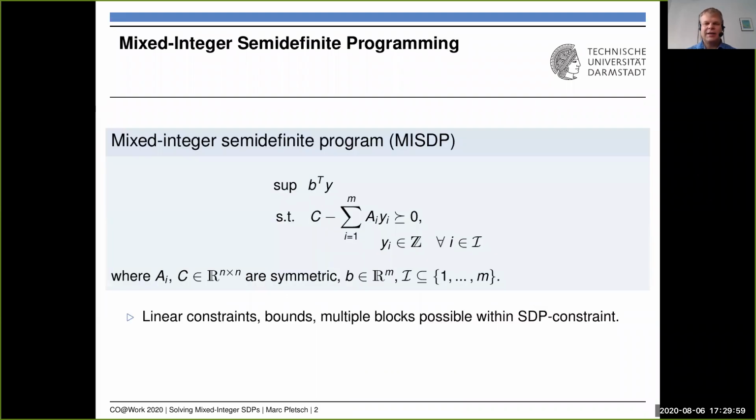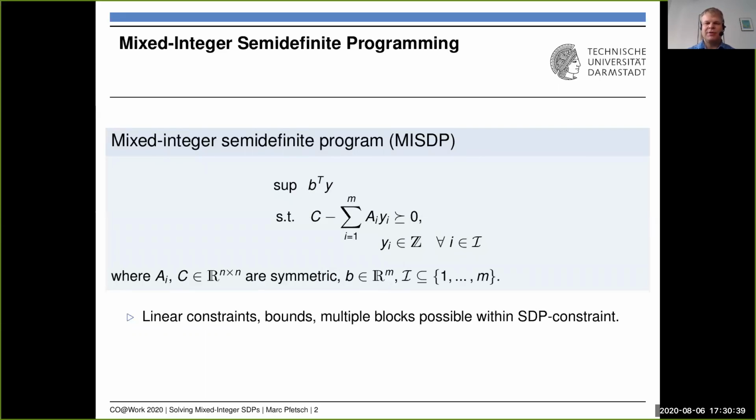So what is a mixed integer SDP? It's short for mixed integer semi-definite program. It's an optimization problem of the form that you see here. We are maximizing a linear objective subject to a constraint that is written here, where C is a symmetric n times n matrix, and we are subtracting a linear combination of symmetric matrices A_i, multiplied by variables y_i, and b is a vector in R^m.